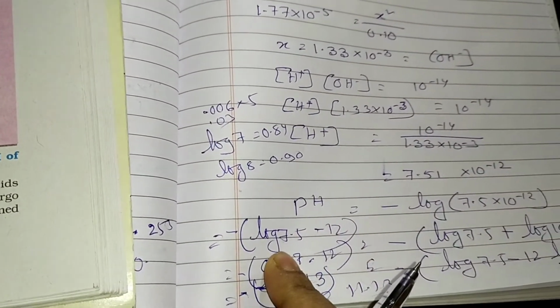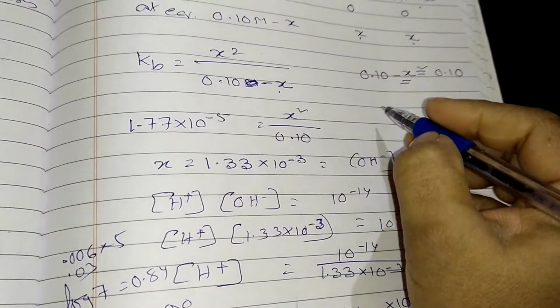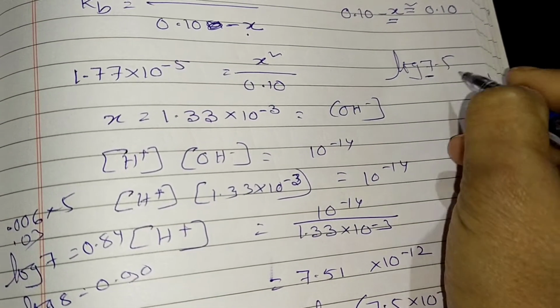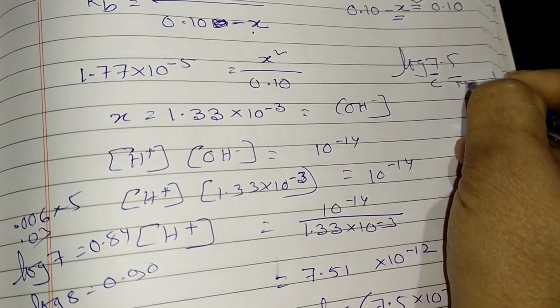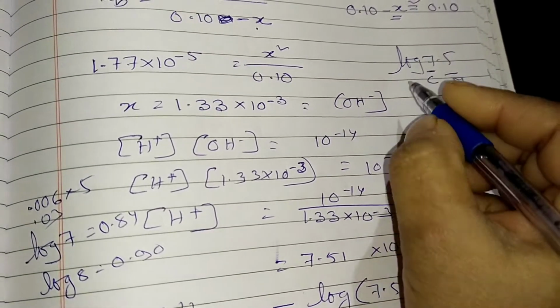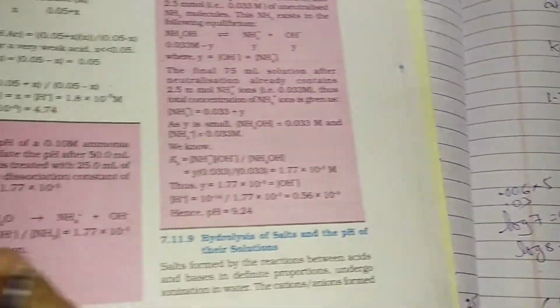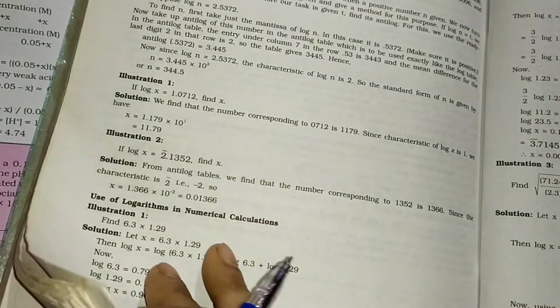If you have to find log 7.5 by log table, how can we find log 7.5? Here the characteristic is 7 and the mantissa is 5. So 7 means 1 digit, 1 minus 1 equals 0, and you have to find 75. So what is the value of log 75? I will show you.